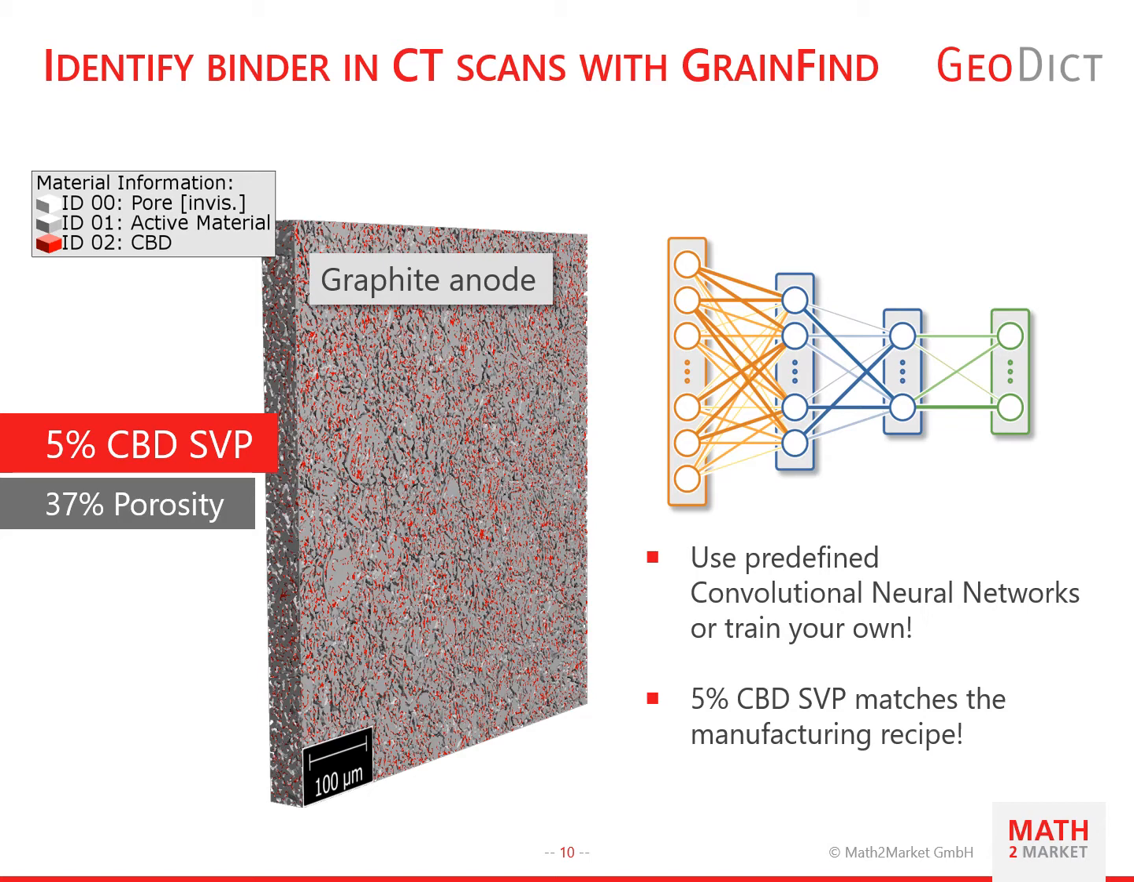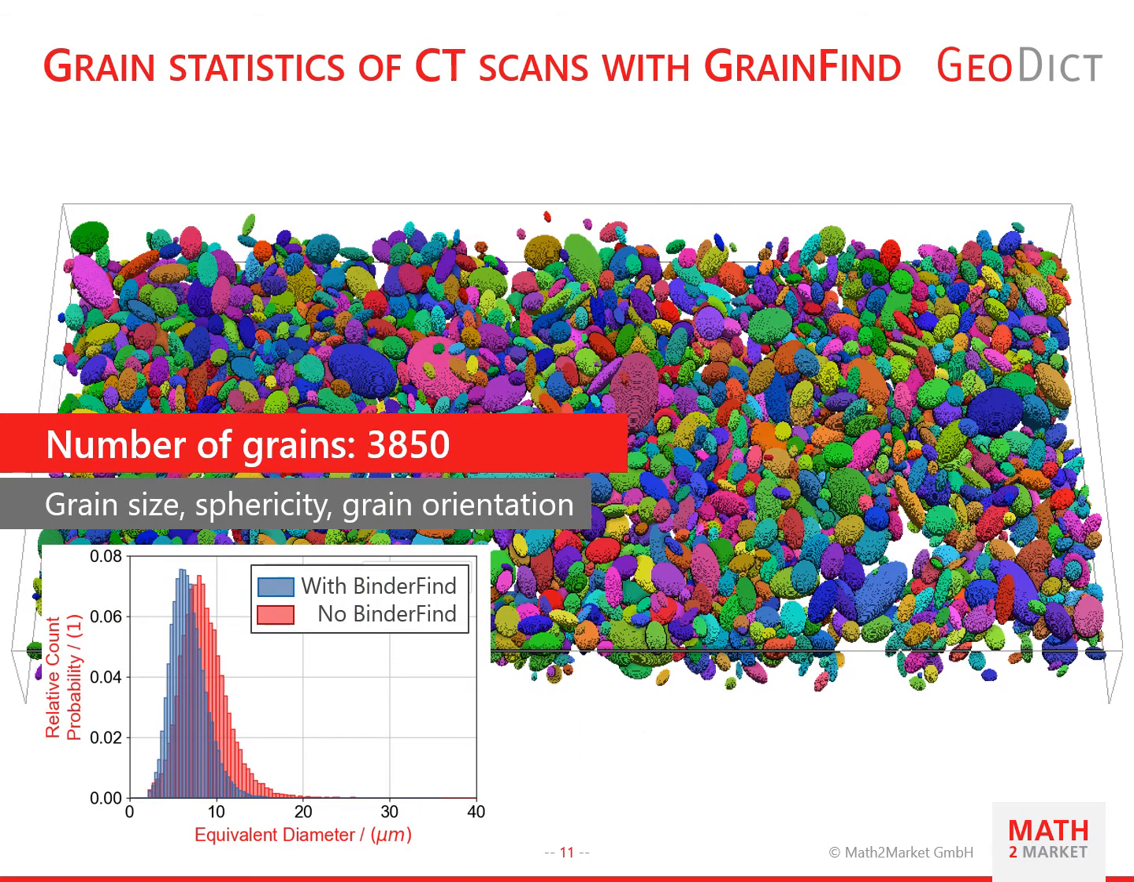Once the binder is identified, you can now start worrying about the rest of your structure, the active material or the grains. If you want to create the grains for a statistical digital twin, it is of course important to know the statistics of the original grains. You need to know the grain size distribution, the shape of the grains, the orientation, and so forth. To get this statistic, you can use GrainFind in GeoDict, which identifies each grain as an object and runs several statistics over all of these grains.